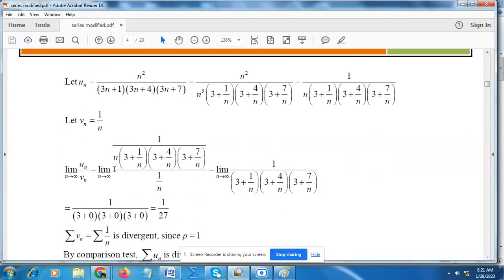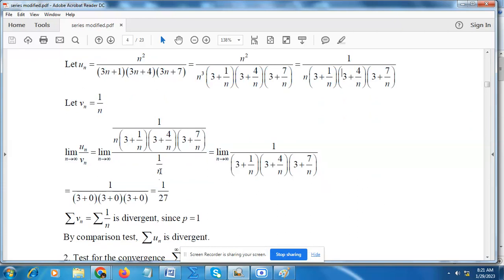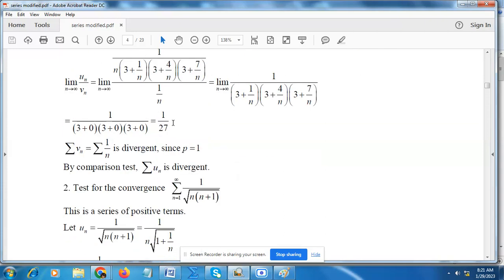And now the limit of un by vn. This is un, and vn is 1 by n. So cancel n, then simplify. Already we told that 1 by n as n tends to infinity is 0. That is 3 plus 0, 3 plus 0, 3 plus 0. So finally 1 by 27, which is not 0.